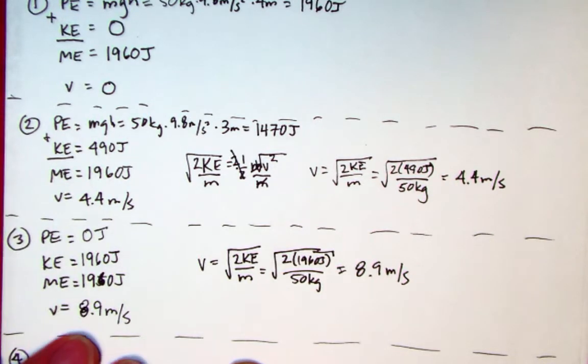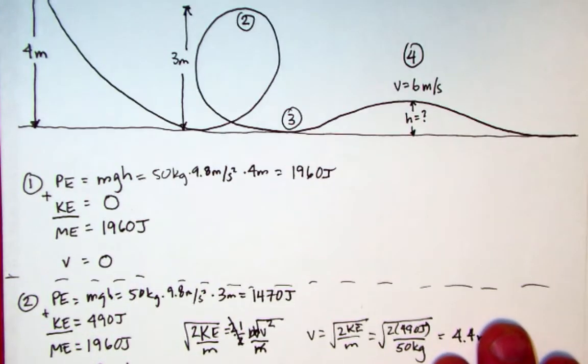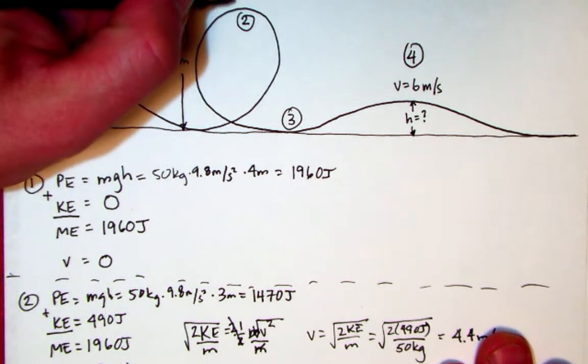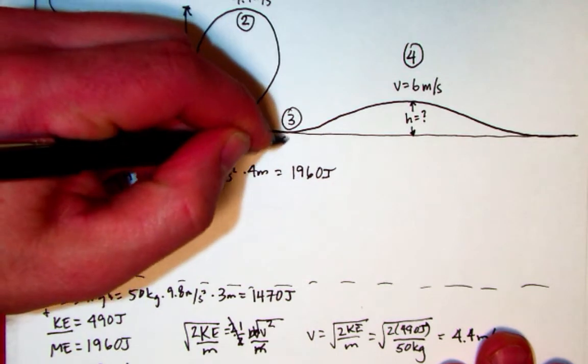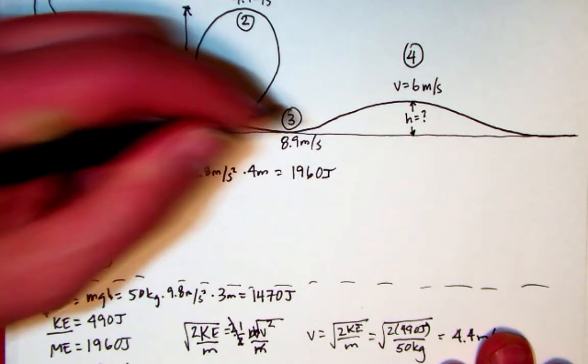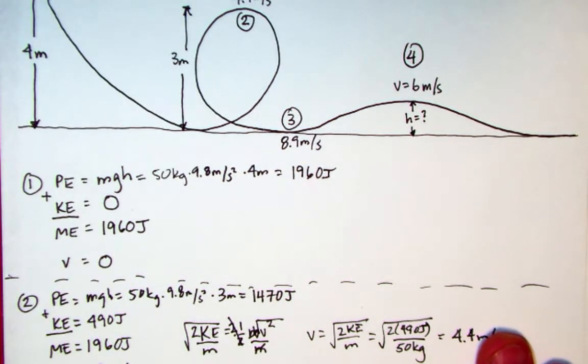So notice, and the math bears it out, we said it was going 4.4 meters per second at the top of the loop, down here at the bottom 8.9. That should just make sense intuitively. Things go faster as they fall down.